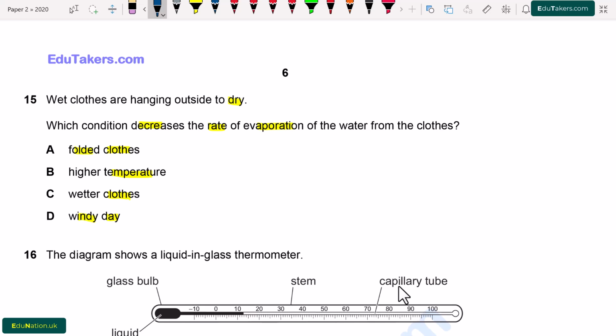But here, when the cloths are folded, it means that the surface area reduces. When the area reduces, then the rate of evaporation also reduces. So from here option A is correct.